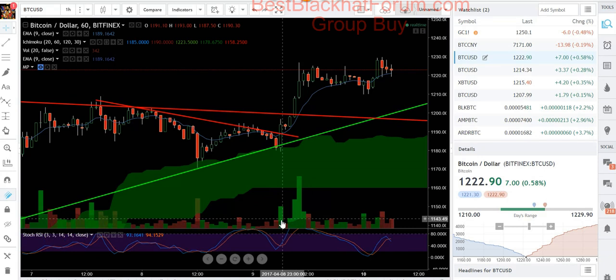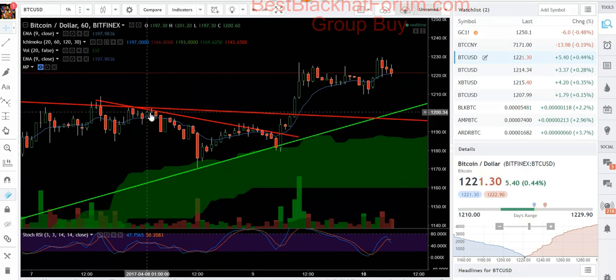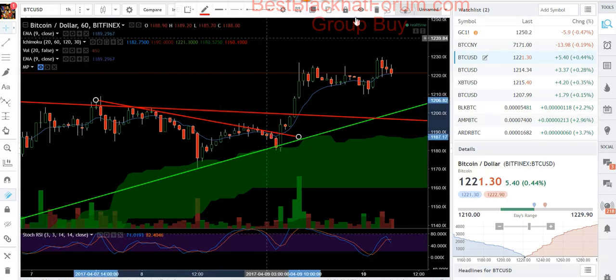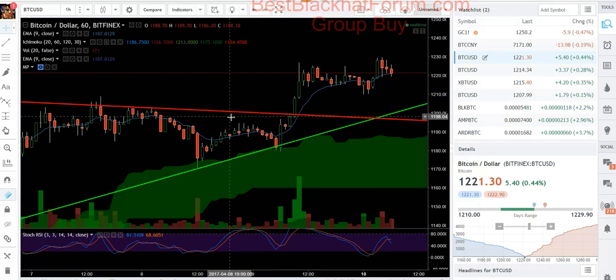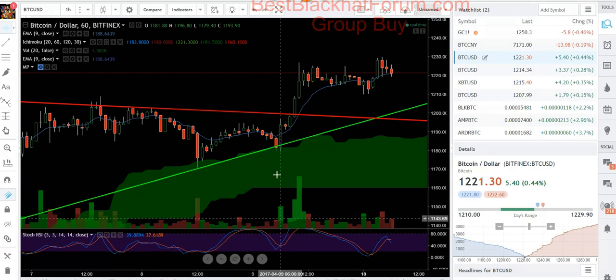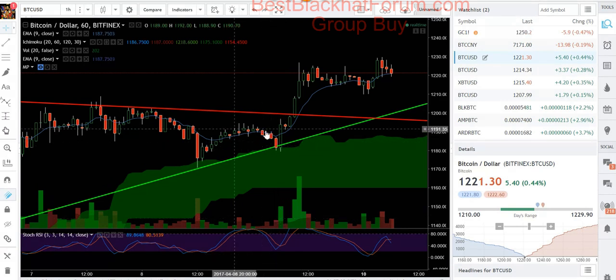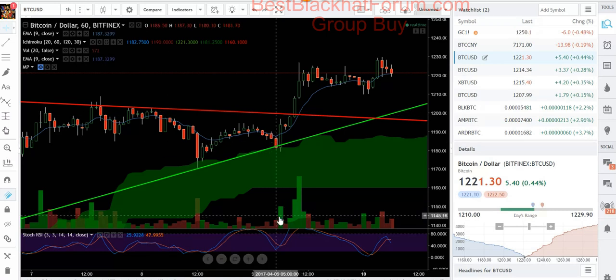But since I see a couple confluent factors here, one, we bounced right here on the cloud and we broke this little mini corrective downtrend. So that red line is now gone. We broke it with pretty good volume here too. So we broke that little mini corrective downtrend and we bounced pretty hard off the cloud here with a nice amount of volume, with a 1 hour stochastic RSI crossover as well, right here.